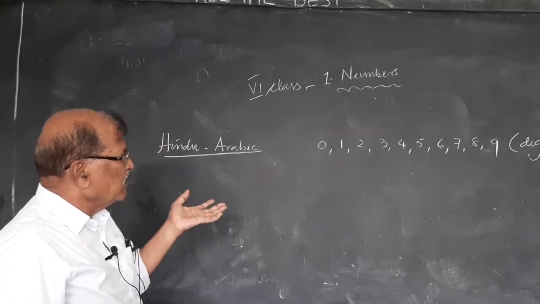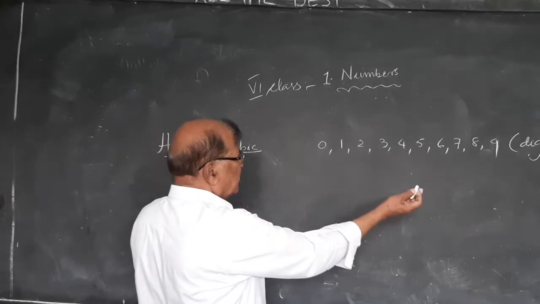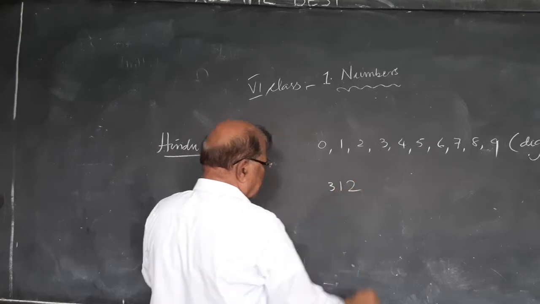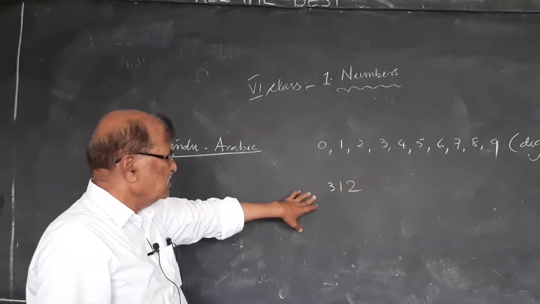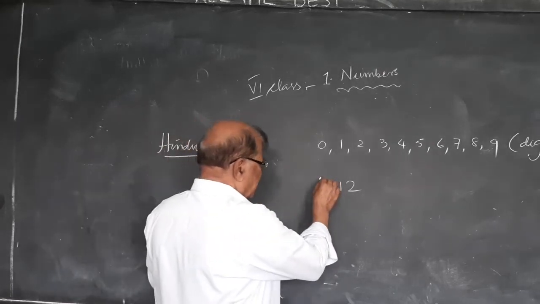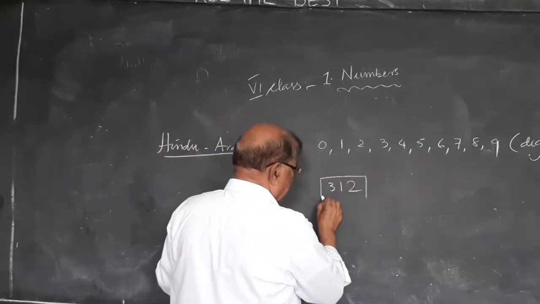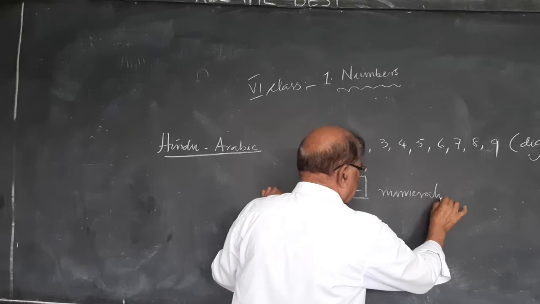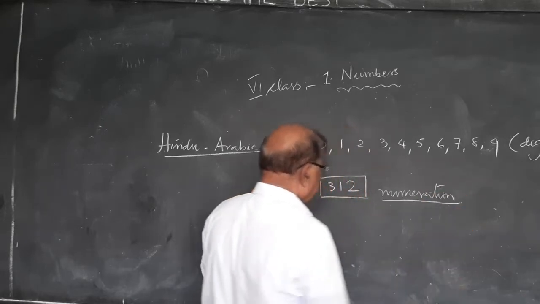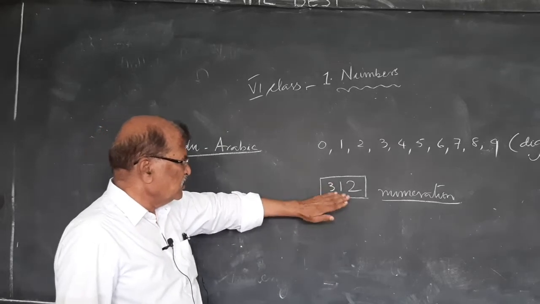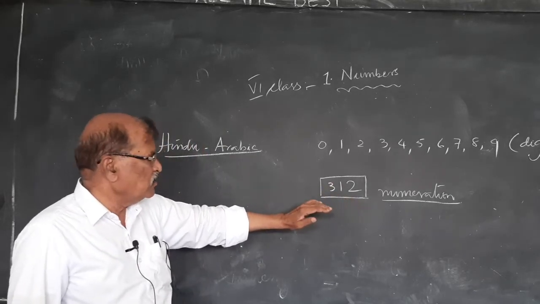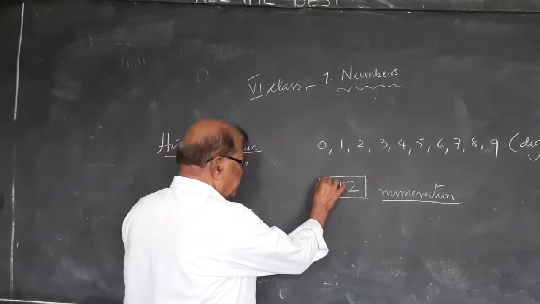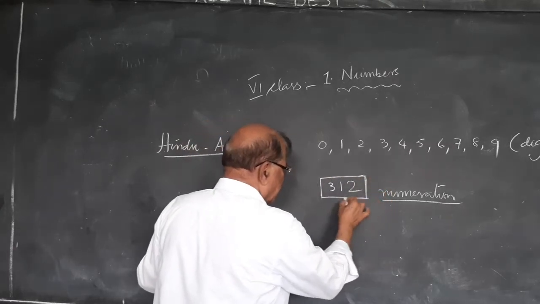Now, how do we form a number? You take any 3 digits, for example 3, 1, 2. How many digits have we taken? 3. These 3 digits form a number. This is called numeration. It can be read as 312. Now, the value is decided by its place value.